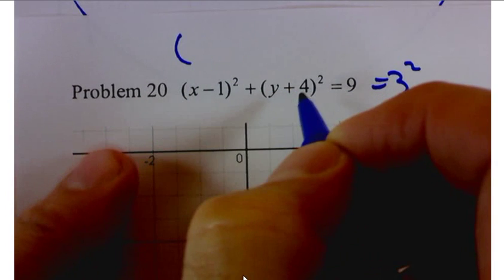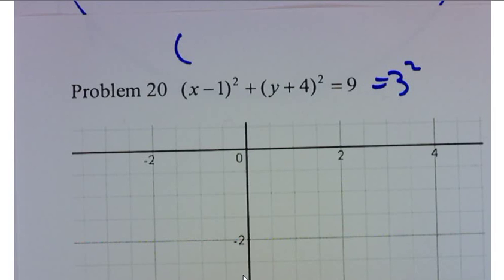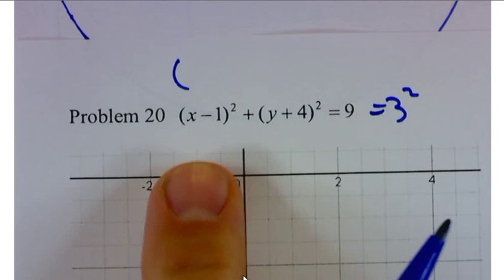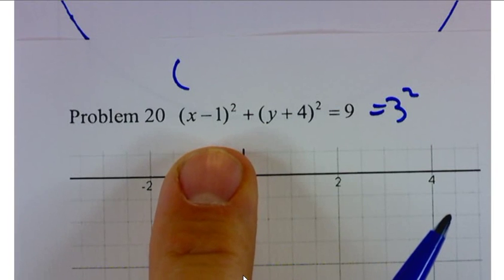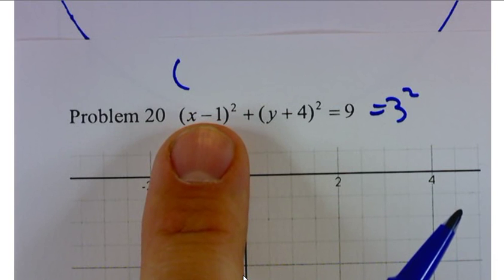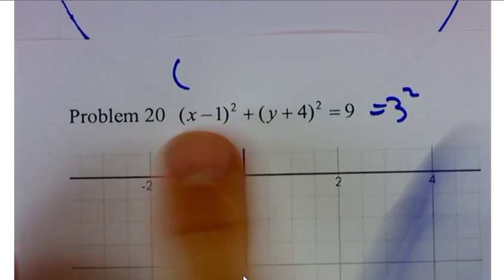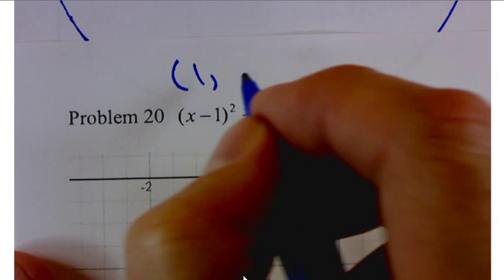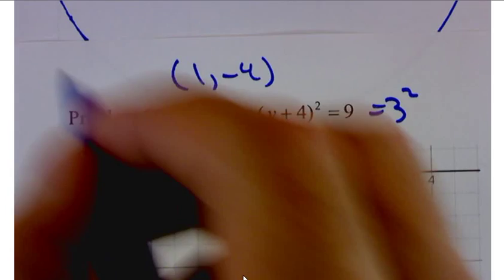What I suggest is that when you're looking at these things, you figure out what makes the squared terms equal to 0. Kind of like what we were doing when we found the vertex of a parabola, make the squared term 0. So what makes the squared term 0 here? Plus 1. And then what else? For y, negative 4. So that's our center.